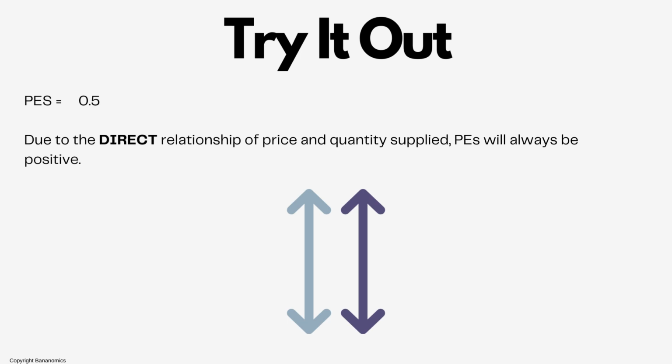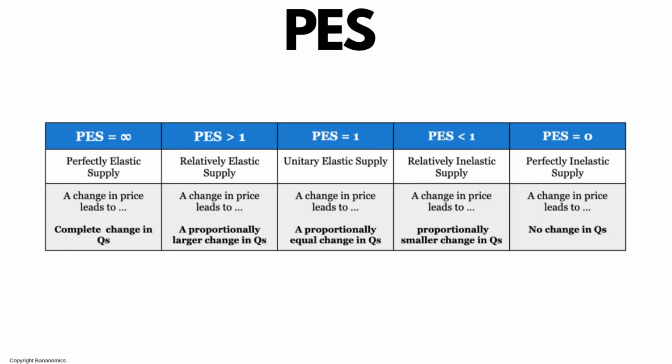Unlike PED, our PES coefficient will always be positive due to the law of supply and the direct relationship between price and quantity supplied. By calculating this coefficient, we can more accurately determine the price elasticity of the supply of a good or service. Here is a helpful diagram showing what PES coefficients mean. As you can see from the diagram, as the coefficient moves from 0 to infinity, the PES classifications move from perfectly inelastic to perfectly elastic.